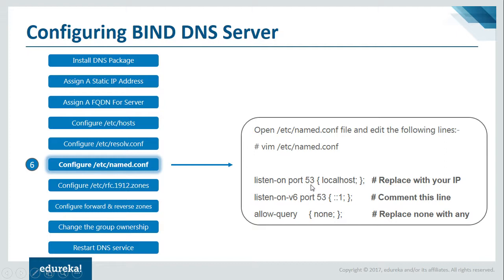It's specified that it would be hosted on port 53 in your system, and inside these curly braces you can see localhost. By default these would be the settings. Now you have to replace this localhost with the IP address of your server or your machine where you want to host DNS. Right after that line you will have this line which says listen on version 6. That's basically the IPv6 port, so you need to comment this line because we don't need to use it. Finally, you will have one more line which says allow query none, so you have to replace none with any. That's what you got to do in step number 6.